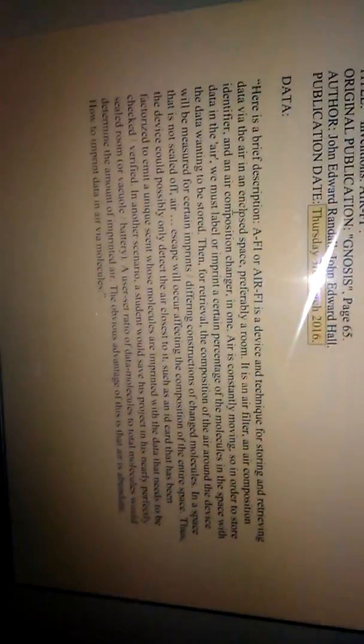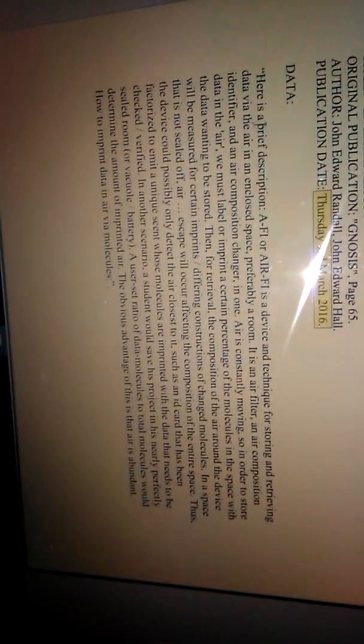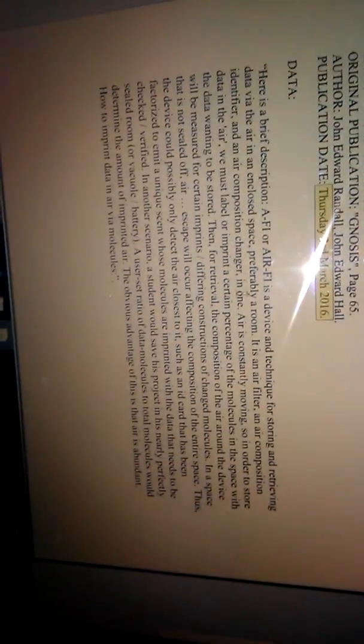Here we have Inventions AirFi, original publication or disclosing to the public, which is Gnosis, page 65. I'm the author of Gnosis. Publication date is Thursday, 3rd March 2016. Here's a brief description. AFI or AirFi is a device and technique for storing and retrieving data via the air in an enclosed space, preferably a room. It is an air filter, an air composition identifier, and an air composition changer in one.